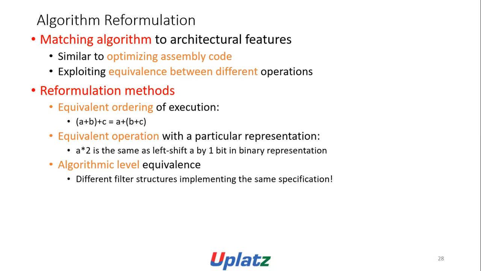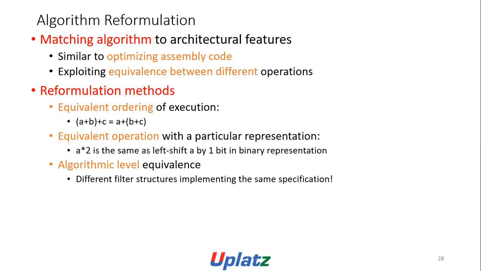Algorithm reformulation means matching the algorithm to architectural features, similar to optimizing assembly code, exploiting equivalence between different operations. Reformulation methods: equivalent ordering of execution, for example (A plus B) plus C is equal to A plus (B plus C). Equivalent operation with a particular representation: A times 2 is the same as a left shift of A by one bit in binary representation.